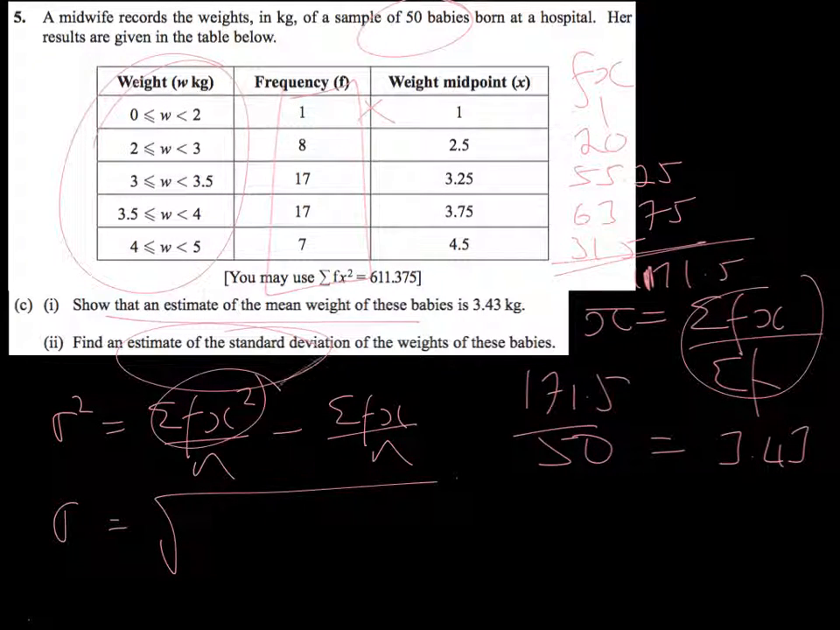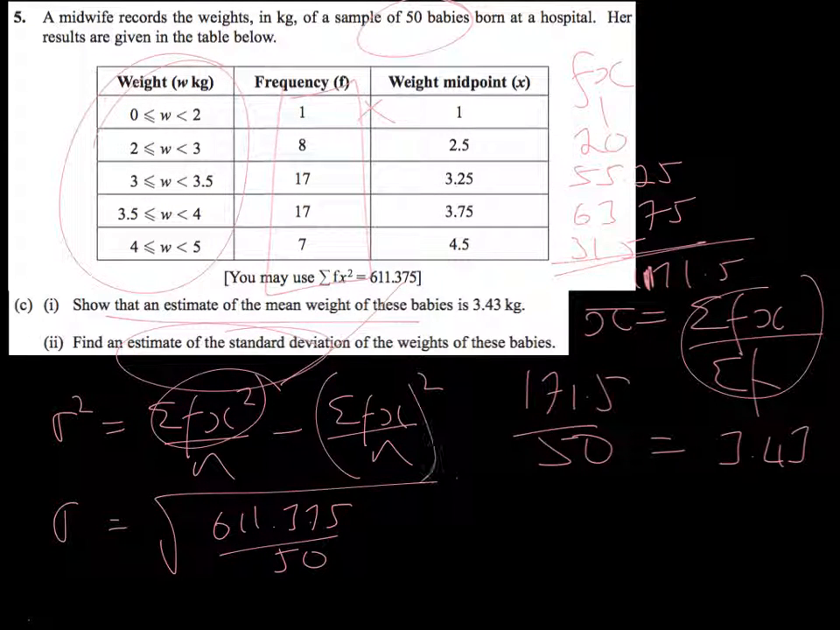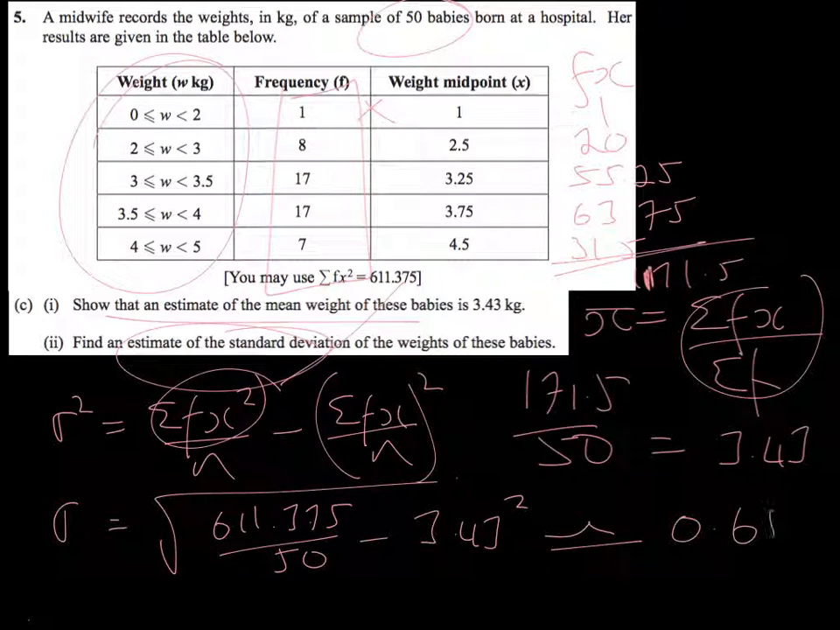Sigma fx squared has been provided for us up here, so it's going to be 611.375 over 50 minus the mean squared, which is just going to be 3.43 squared. And if we do that, we should get an answer of approximately 0.680.